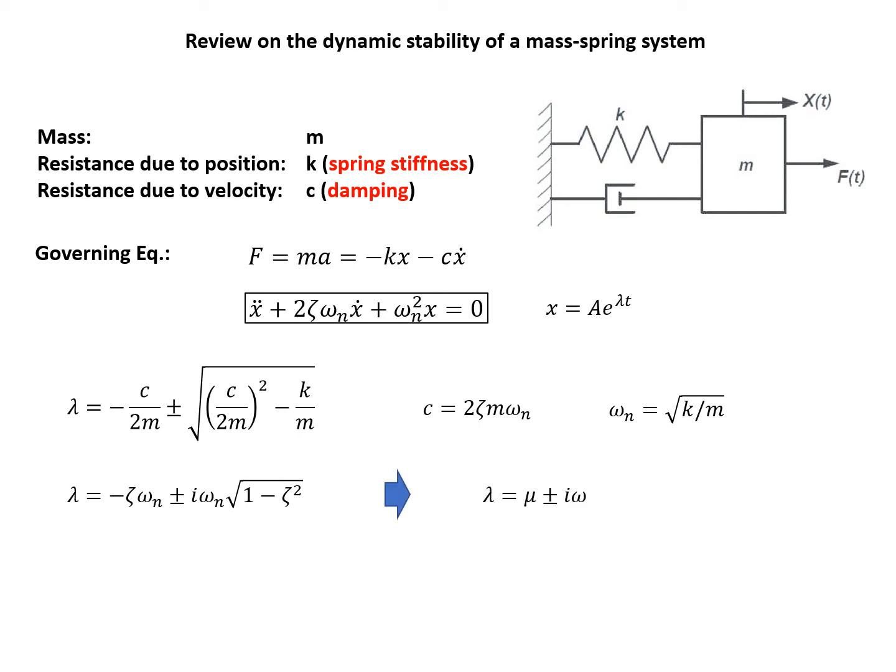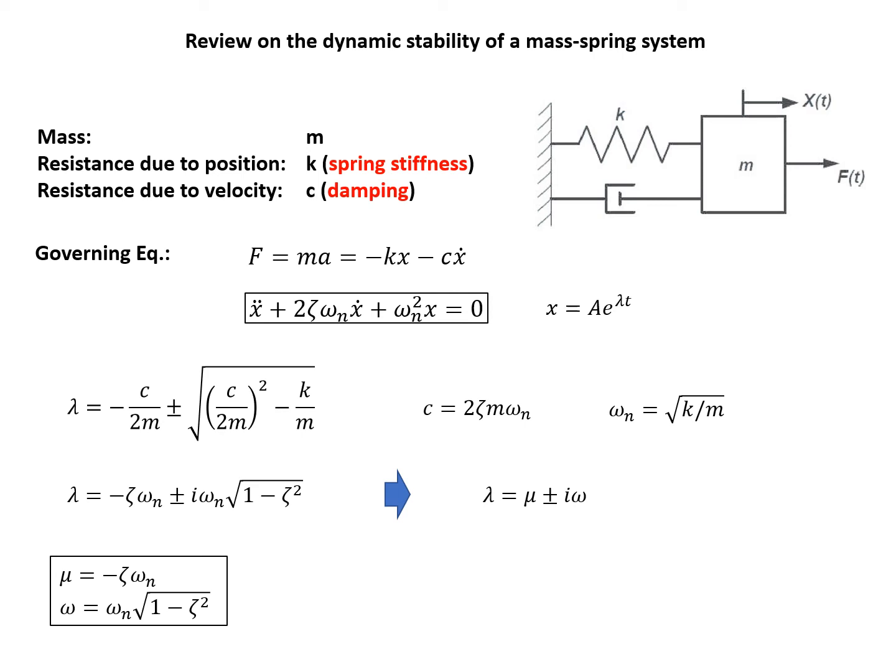Okay, so now let's redefine mu. Mu is the front part, the real part of lambda, and omega is the imaginary part of lambda. So we have the definition, mu equals minus zeta omega n, and we also have omega equals omega n, the natural frequency, times the square root of 1 minus zeta squared.